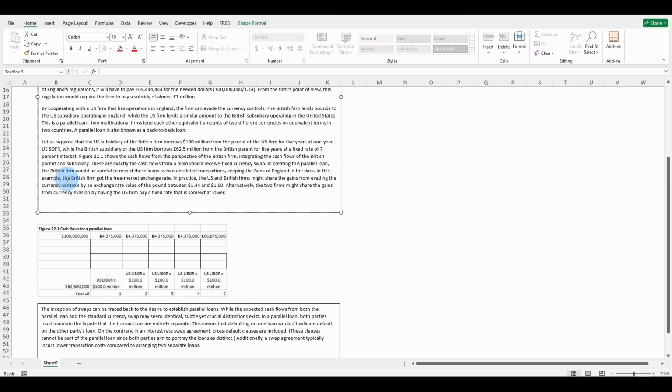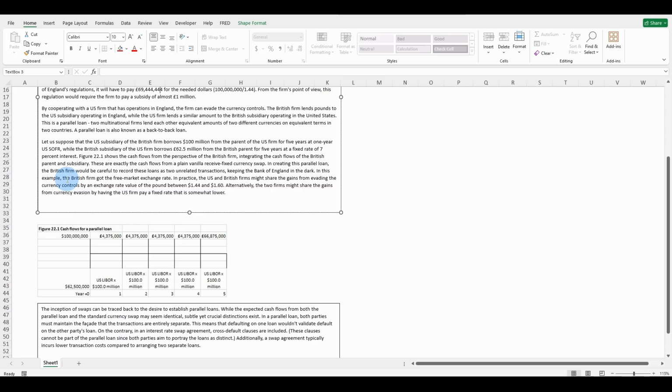Let us suppose that the U.S. subsidiary of the British firm borrows $100 million from the parent of the U.S. firm for 5 years at 1 year U.S. SOFR, while the British subsidiary of the U.S. firm borrows 62.5 million pounds from the British parent for 5 years at a fixed rate of 7% interest. Figure 22.1 shows the cash flows from this perspective of the British firm, integrating the cash flows of the British parent and subsidiary. These are exactly the cash flows from a plain vanilla received fixed currency swap.